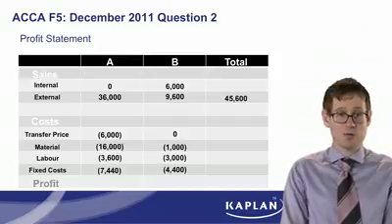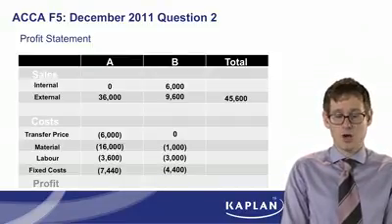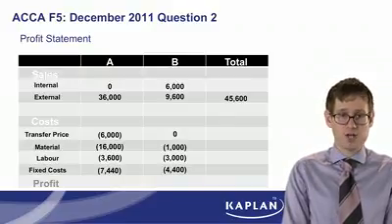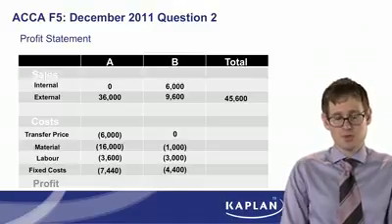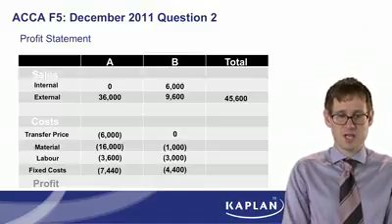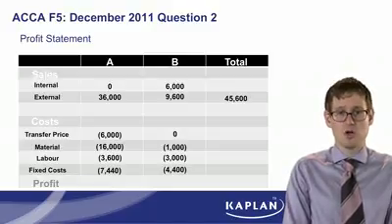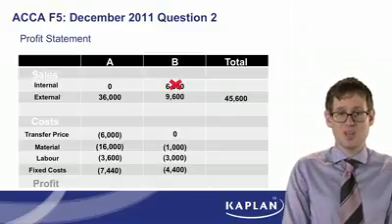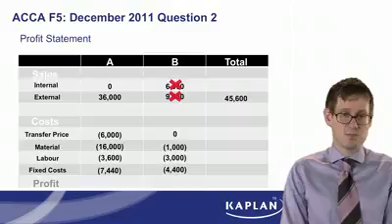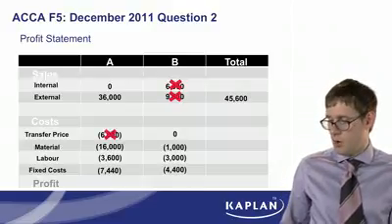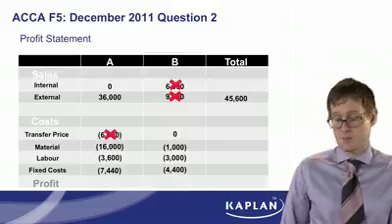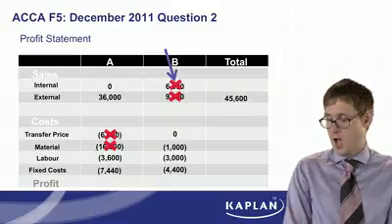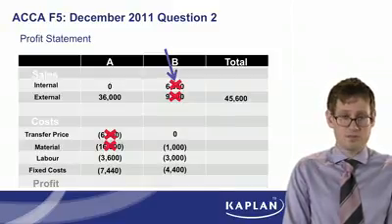So here is our original profit statement from A, but we're going to update some of these figures. In the exam, you'll be required to draw out a fresh profit statement, but just to make things a little bit easier to understand in this presentation, I decided to use the original figures from Part A. The figures that will change then include the internal and external sales in Part B. We'll also need to update the transfer price, the material cost, and the overall profit figures.